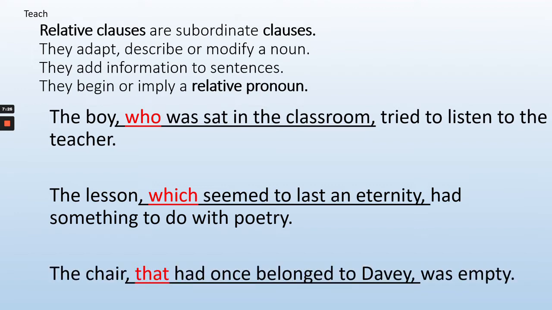The chair that had once belonged to Davy was empty. Can you see how that relative clause is embedded in the middle with a pair of commas, and the relative pronoun that is used to relate back to the object, the chair.